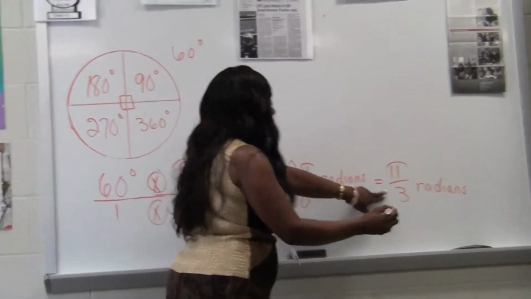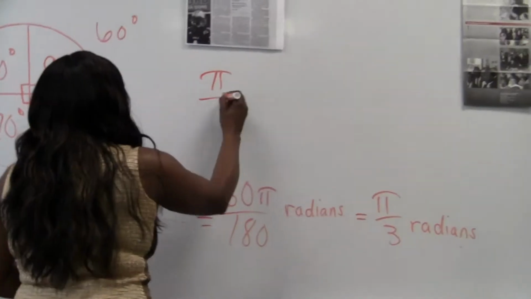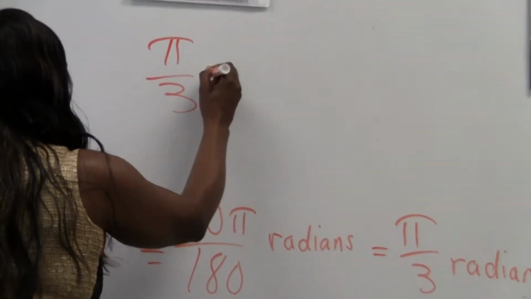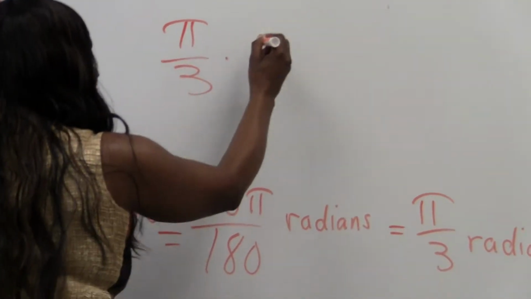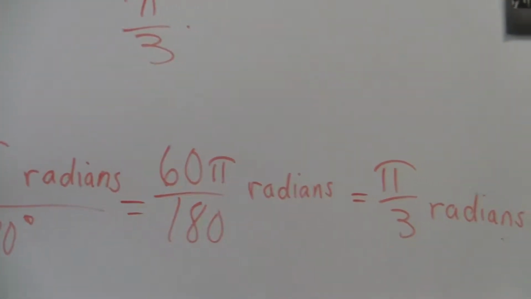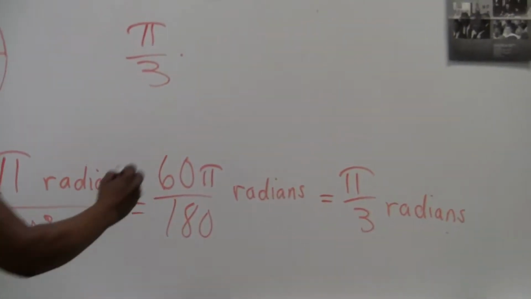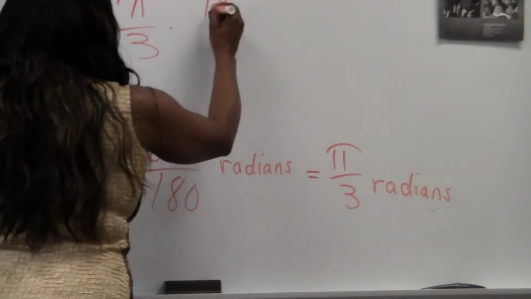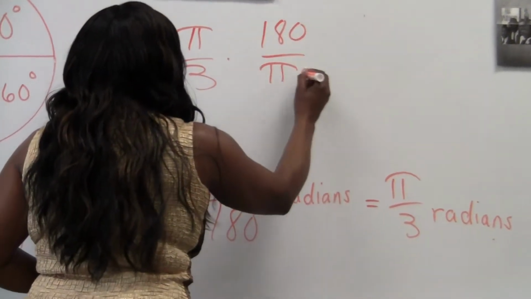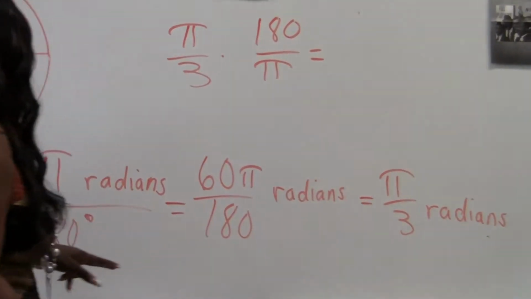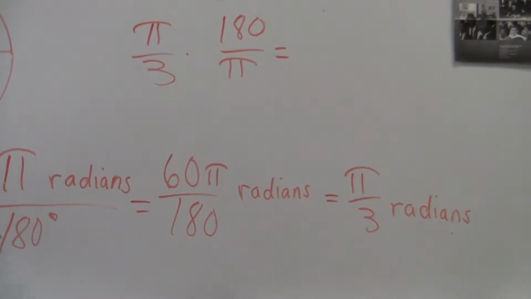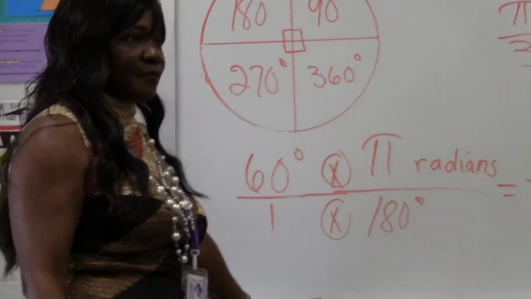So we found pi over 3 radians, times the inverse, which is 180 over pi. So now, tell me what would my answer be?